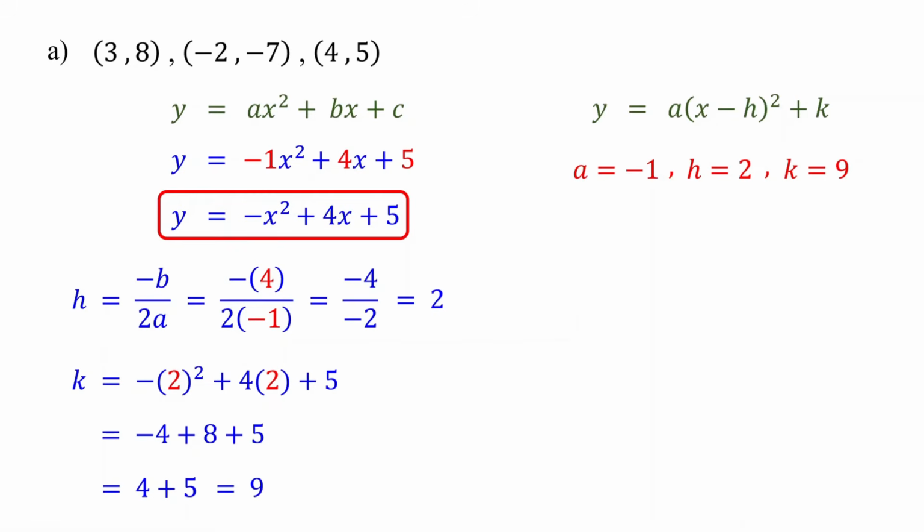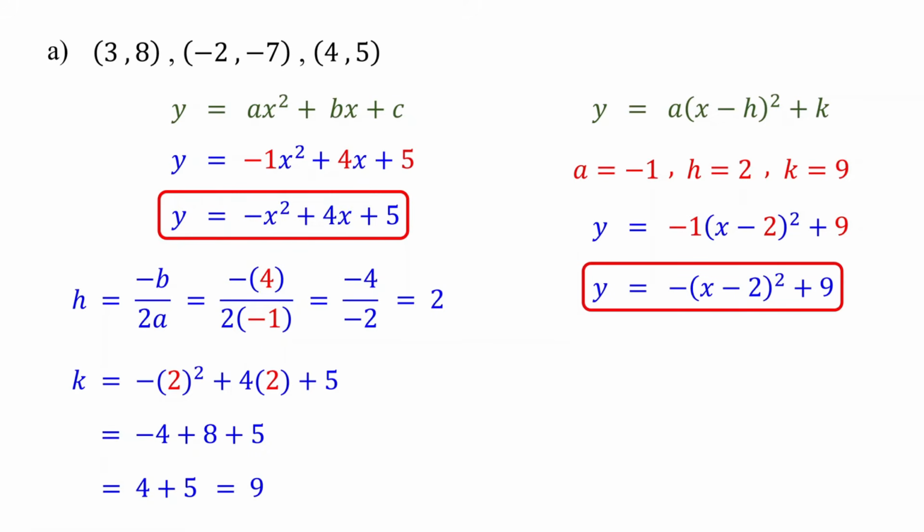Our final step is to write the equation in vertex form by substituting the values of a, h, and k. Here also, we do not need the 1, just the negative sign is enough. This is the equation of the quadratic function in vertex form.